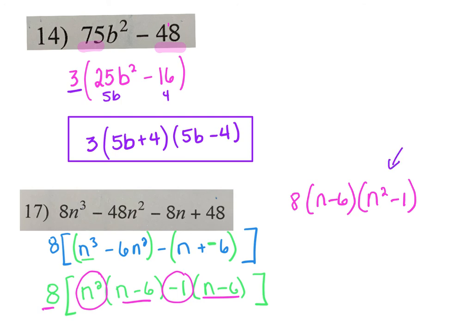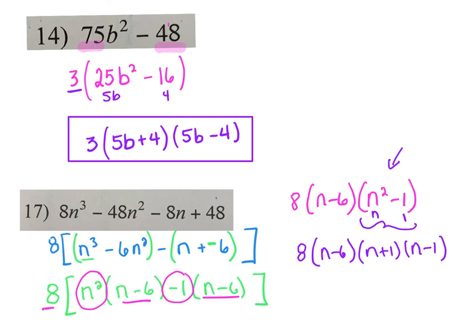Does n squared have a perfect square root? Yes, n. Does 1 have a perfect square root? Yes. What times itself equals 1? 1. This is the difference of 2 squares. This is my special case right here under my 2 terms. So I can keep factoring this one. I have 8, n minus 6, and then this is going to factor to n plus 1, n minus 1. Because it is a special case.